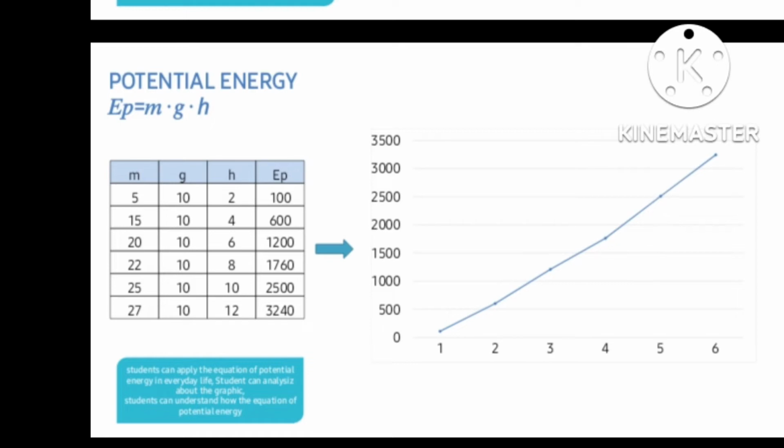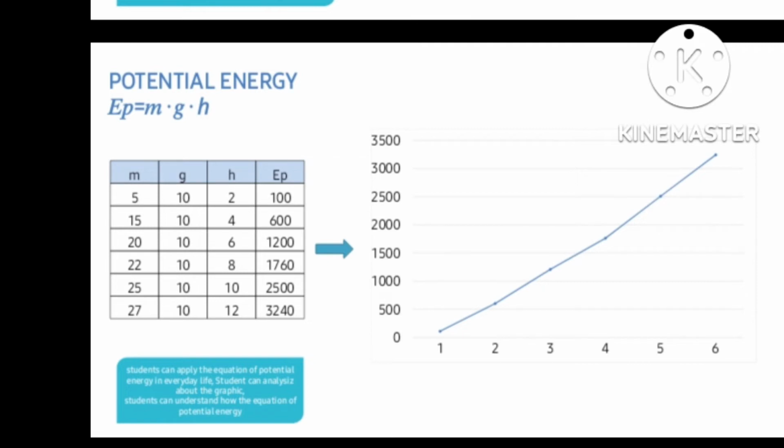And for the sixth value, the mass is 27, the gravity is 10, and the height is 12. Then the value of potential energy is 3,240. From the result of the 6 potential energy values obtained, we can see that this graph is increasing. For the learning objective, students can apply the equation of potential energy in everyday life.